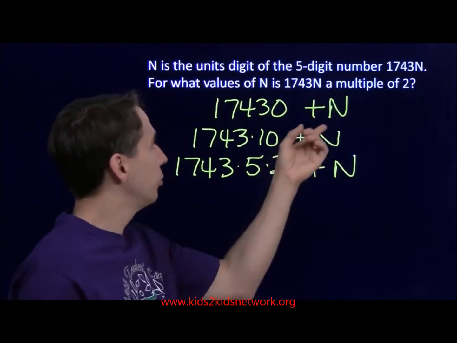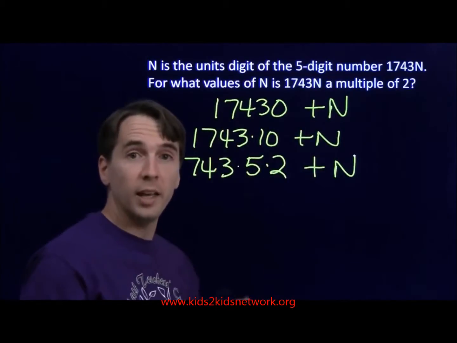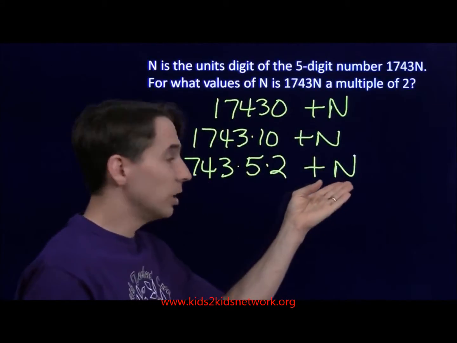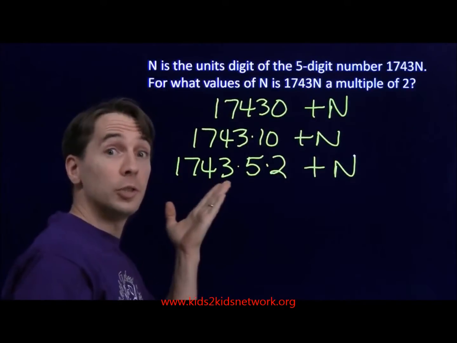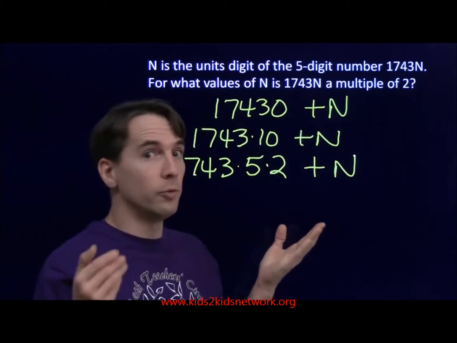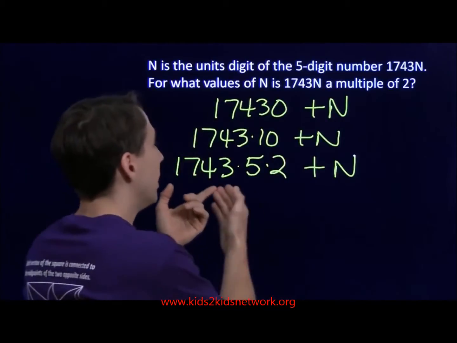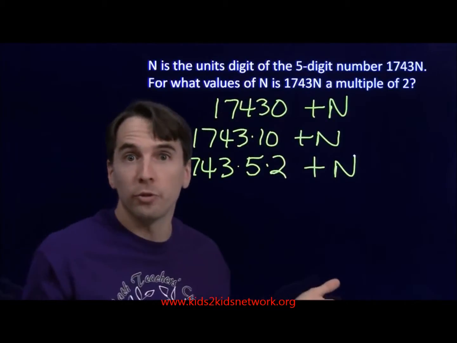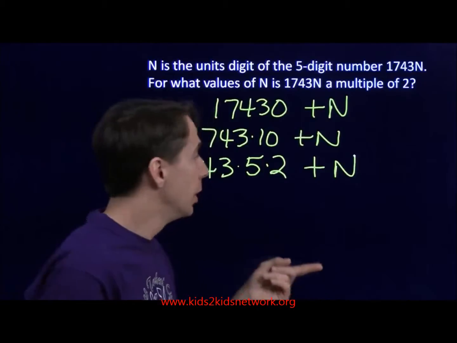So when I split up a number into a units digit plus a multiple of 10, I'm actually splitting it up into the units digit plus some multiple of 2. So if the units digit is a multiple of 2, 0, 2, 4, 6, 8, then we have a sum of 2 multiples of 2. It means the sum is a multiple of 2.